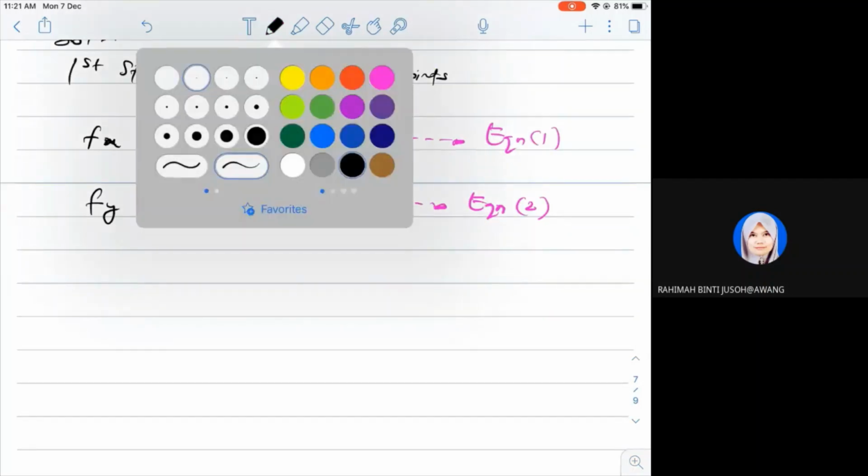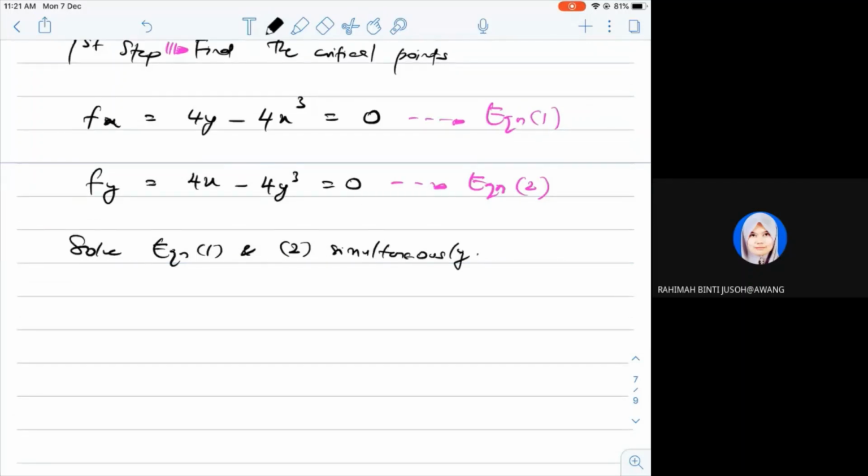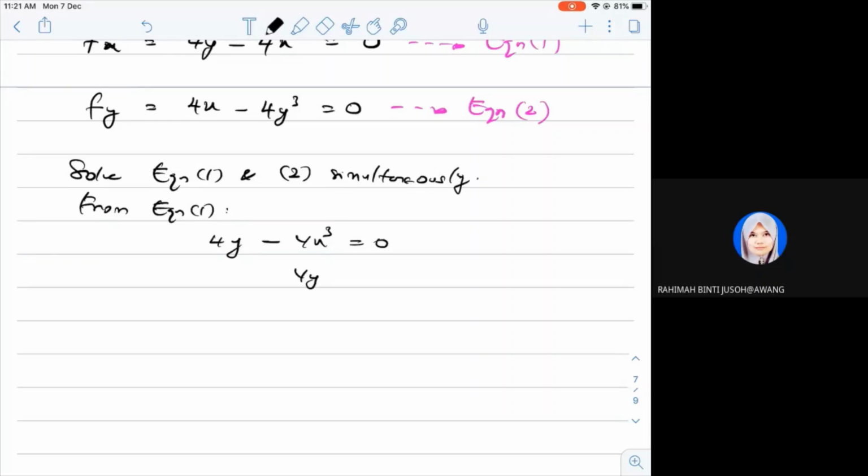Okay, now we need to solve this. Let's say we solve this simultaneously. Solve equation 1 and 2 simultaneously. Solve simultaneous equation ni dia ada macam-macam cara so it's up to you lah nak buat cara macam mana sekalipun. Okay, let's say now I consider from the first equation. Okay, from equation 1, I have 4y minus 4x cubed equals to 0. So if I put this 4y equals to 4x cubed, okay, so we know that y equals to x cubed.